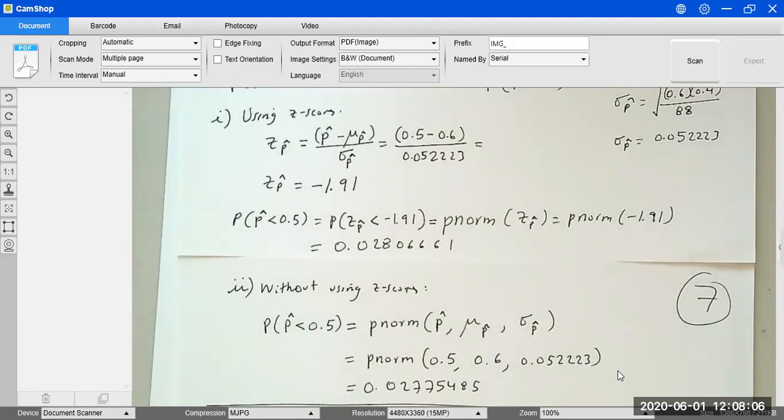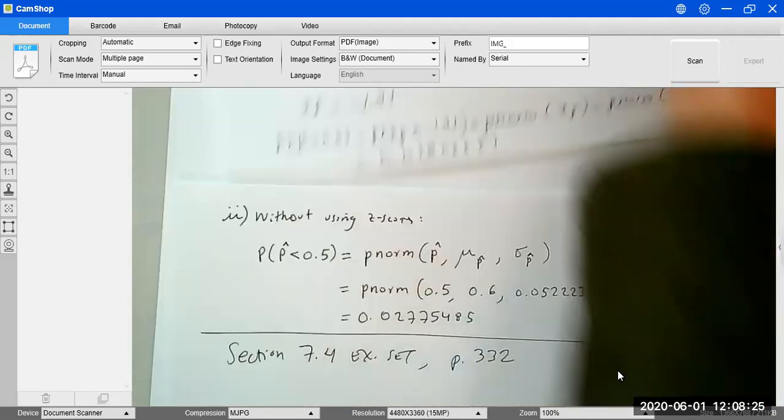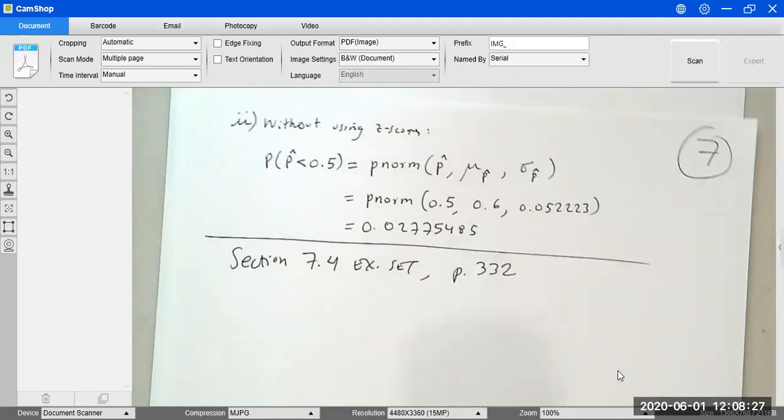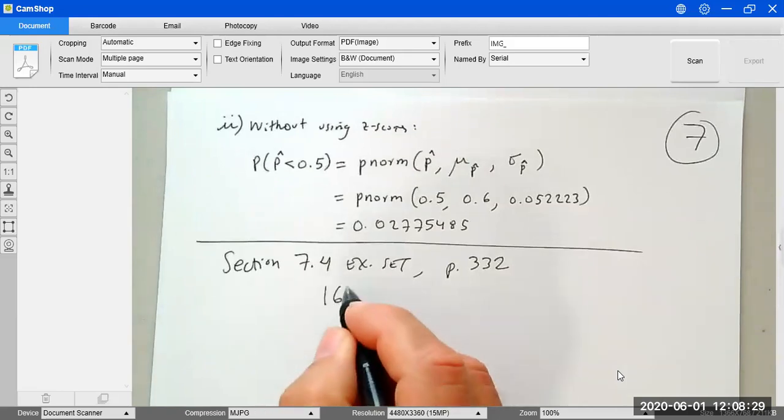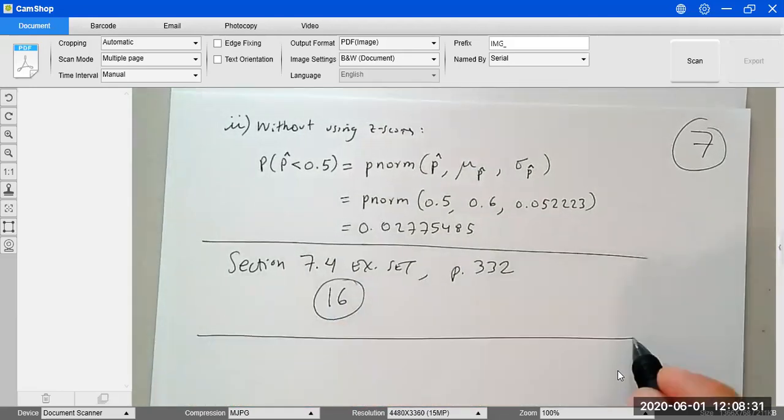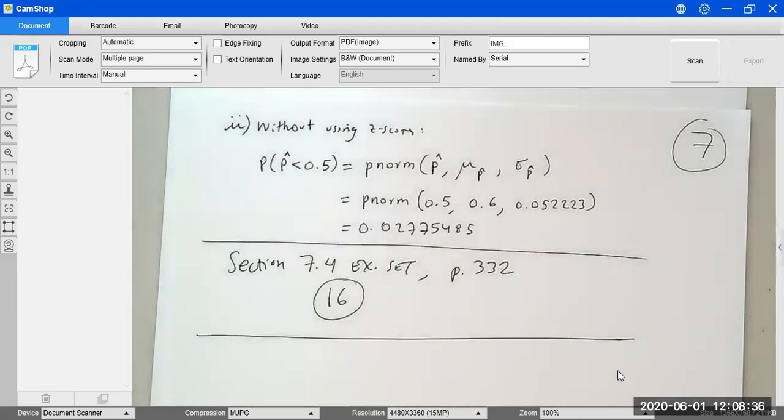So now we're going to work on the corresponding exercise set. This is section 7.4 exercise set on page 332. You're going to solve just one problem, problem 16 for this section. With that, we're going to finish this section.